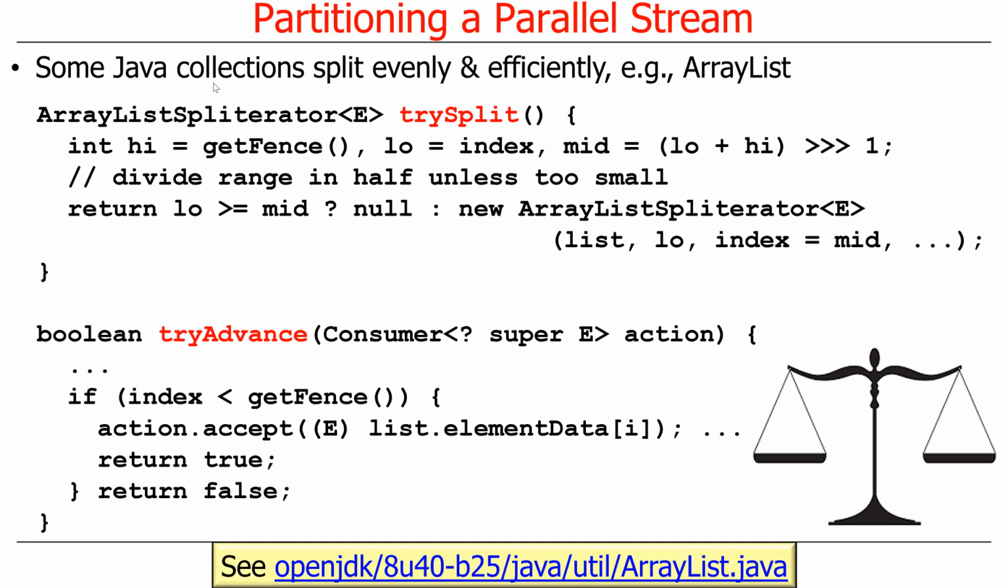Let's take a look at a couple of cool examples. These are all from the Java source code. This should look very familiar to you at this point because you've implemented something like this. These are the try-split and try-advance methods that are defined on array lists. If you go and take a look at the source code for array list, you'll see this.